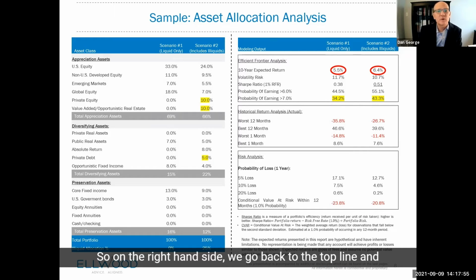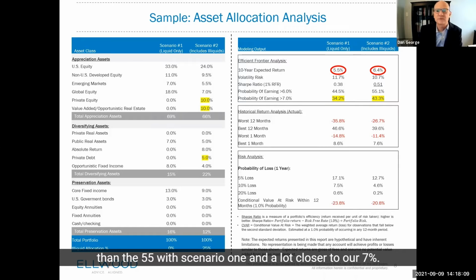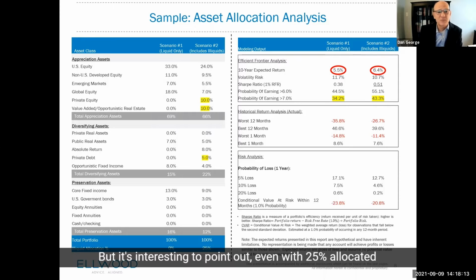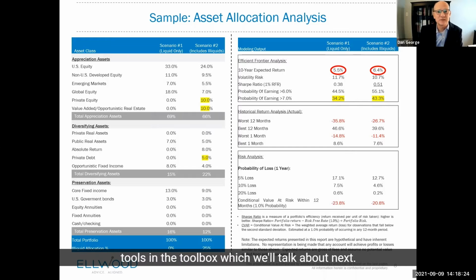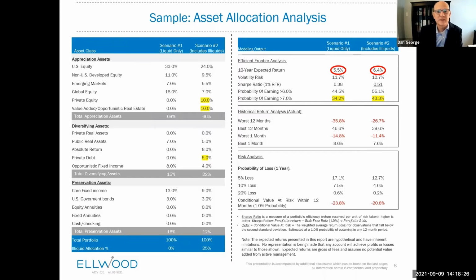So on the right-hand side, we go back to the top line and see how this new asset allocation improves our chances of meeting our investment objective. Well, right away, we see a 6.4% expected return, much better than the 5.5 with scenario 1, and a lot closer to our 7%. But it's interesting to point out, even with 25% allocated to illiquid asset classes, we're not at 7%. So we'll probably need to revisit some of the other tools in the toolbox, which we'll talk about next.